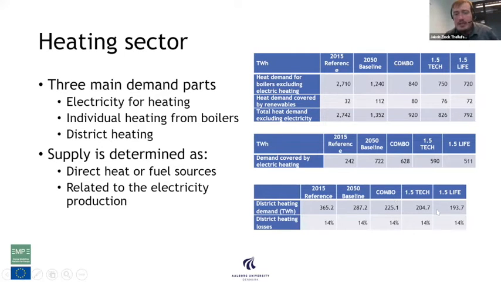And as you can see here, district heating is not really something that develops in the Clean Planet for All, but actually something that goes down in the scenarios. This is part of the reason why we did this study, to go more detailed into these numbers and see whether district heating can play a bigger role, as we already have discussed. And then supply is either from fuel sources or related to the electricity production.